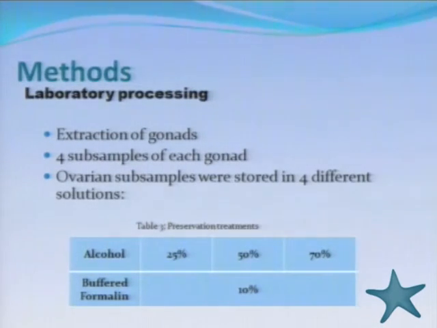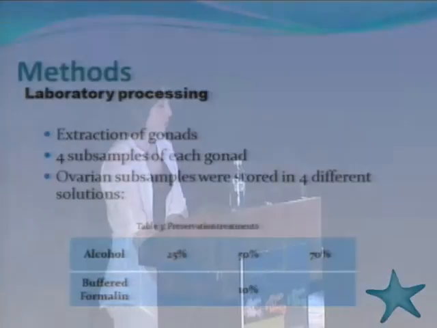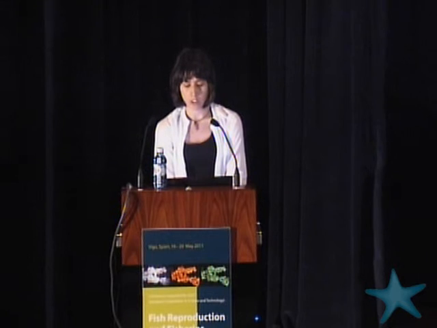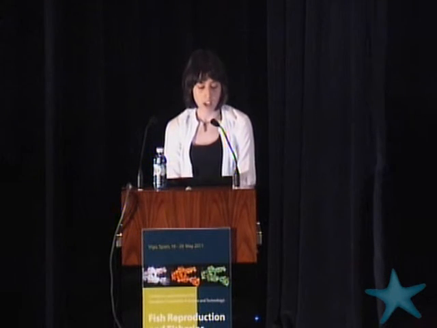After the grouping of our samples, we extracted the gonads, and we took 4 samples of each gonad. The samples were stored in 4 different solutions: alcohol of 25%, 50%, and 70%, and buffered formalin of 10%. In order to take the data for oocyte size, we followed an automated method which consisted of 3 main steps. Preliminary laboratory processing of ovarian samples, mainly separating the oocytes. Then digital photography using an adjusted stereoscope camera, and processing the images to calculate the oocyte size within a routine that was developed within the program ImageJ, which is a freeware program.